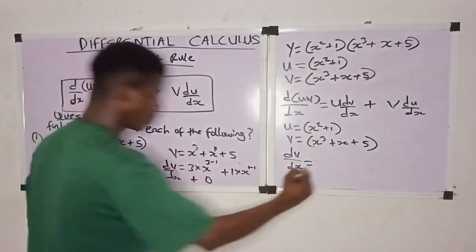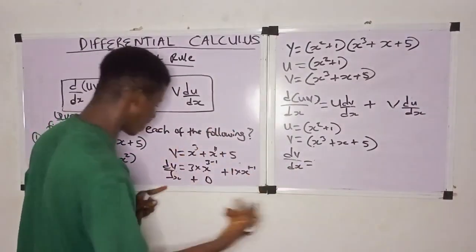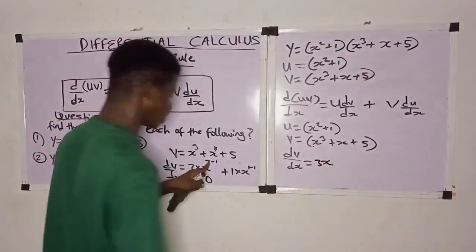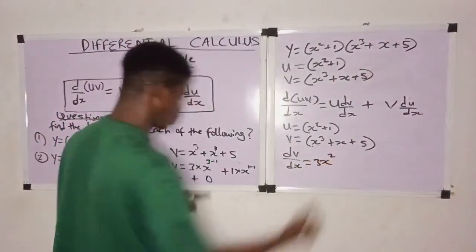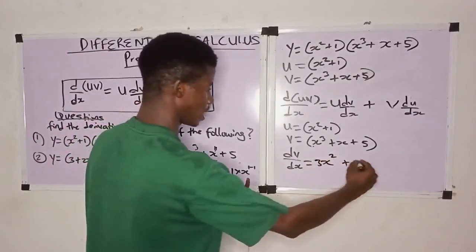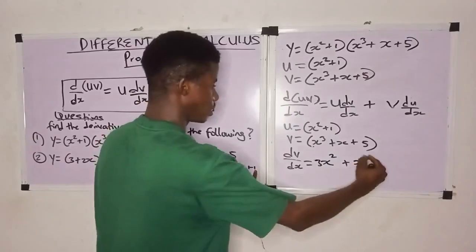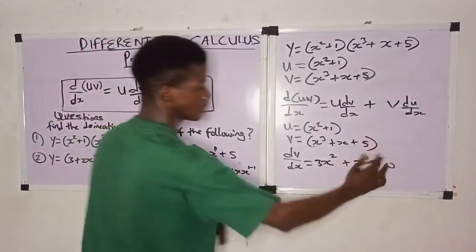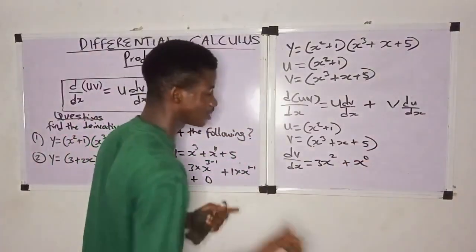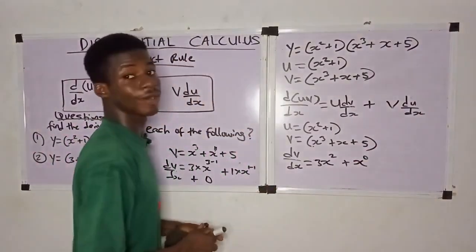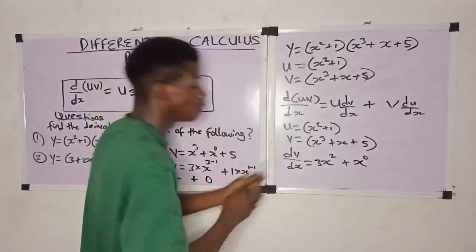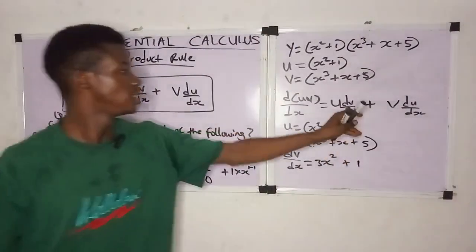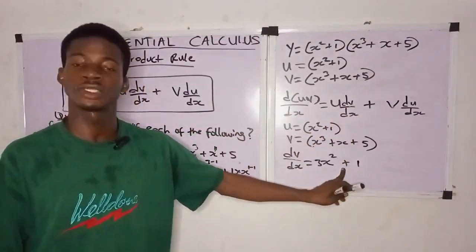Let's simplify it further. 3 times S will give us 3S, then 3 minus 1 is 2. Then plus 1 times S gives us S, and 1 minus 1 is 0. S raised to power 0 gives you 1. So dV over dS is 3S squared plus 1.